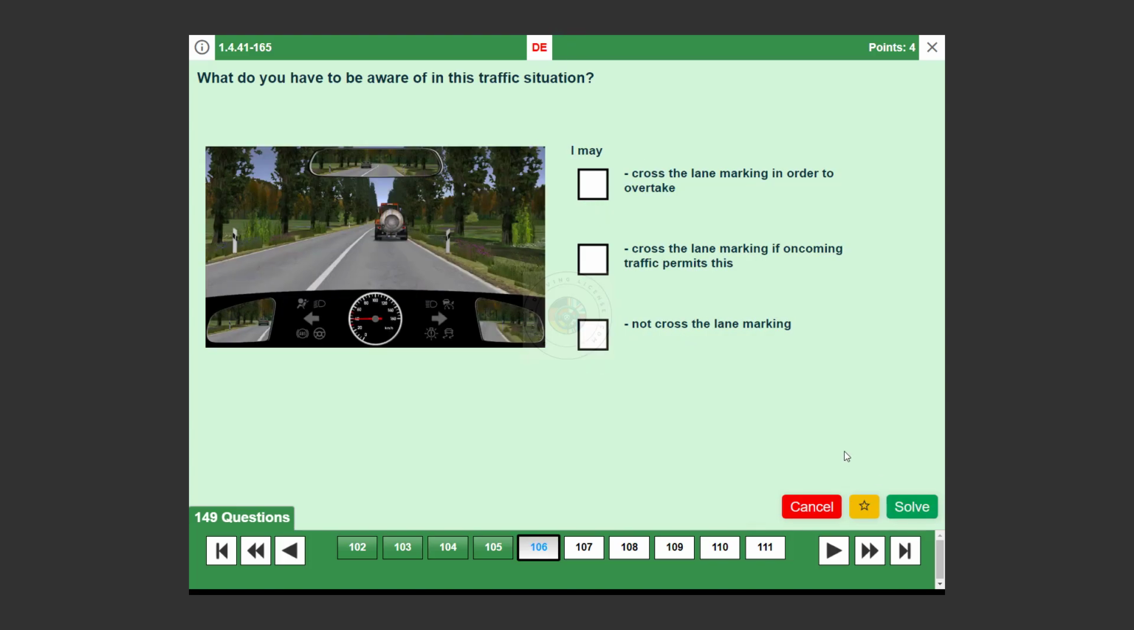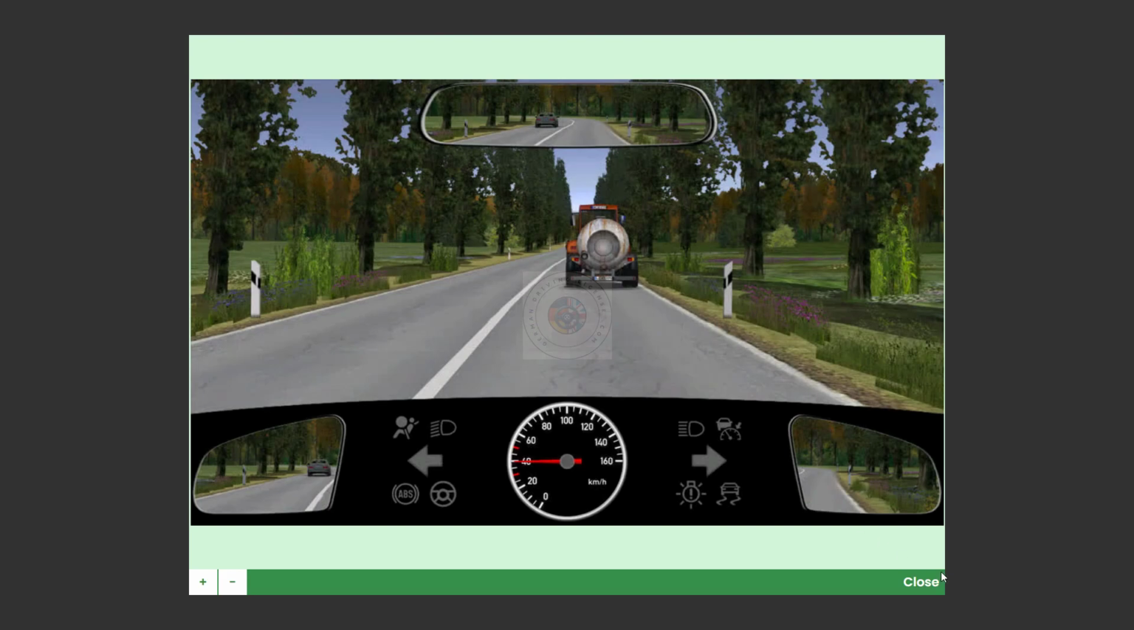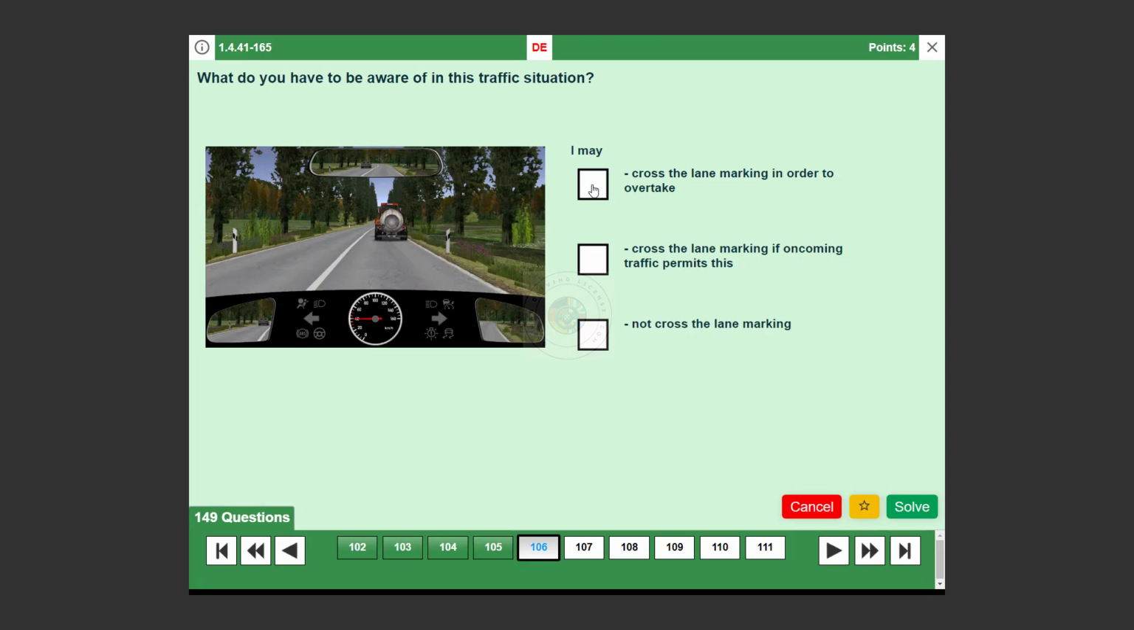Question number 106. What do you have to be aware of in this traffic situation? Cross the lane marking in order to overtake. False. It's prohibited to cross the continuous lane marking, even for overtaking. Cross the lane marking if oncoming traffic permits this. False. Even if oncoming traffic allows, crossing a continuous lane marking is not allowed. Not cross the lane marking. True. The continuous lane marking must not be crossed under any circumstances, ensuring road safety and adherence to traffic rules.